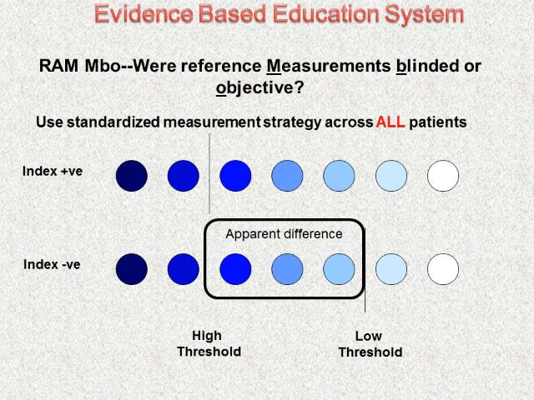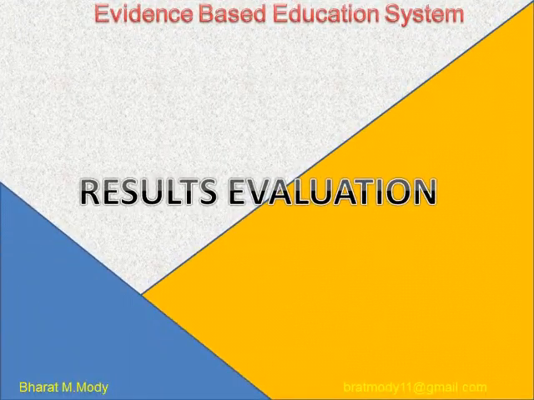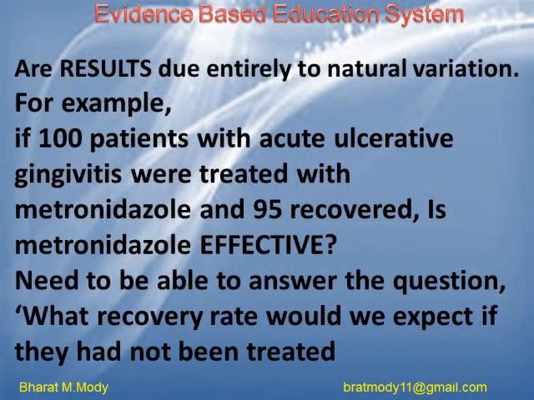So the measurement, blinding and objectivity, all these things are to be taken into consideration. That is the MBO part of your RAMBO, and that is how RAMBO helps you in finding out whether the conduct of the research is proper or not. So let us go to how to evaluate the results of that research, which is one of the most important parts of the evidence base.